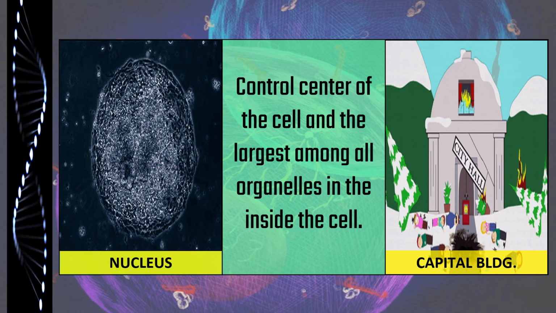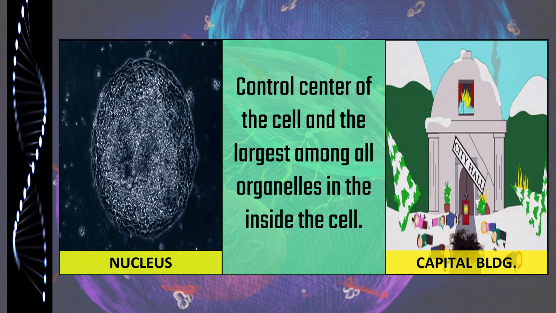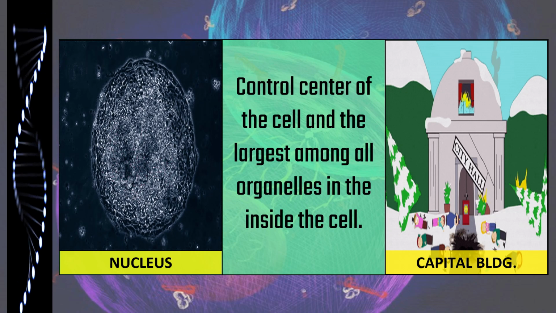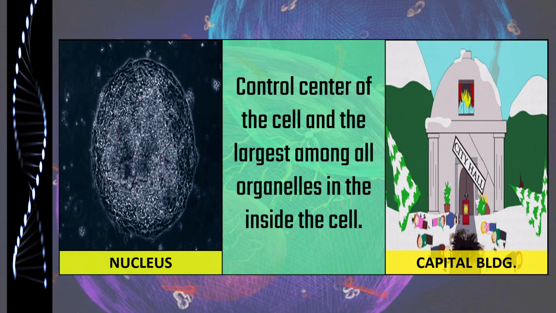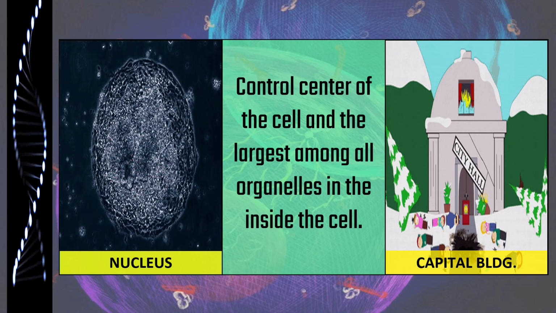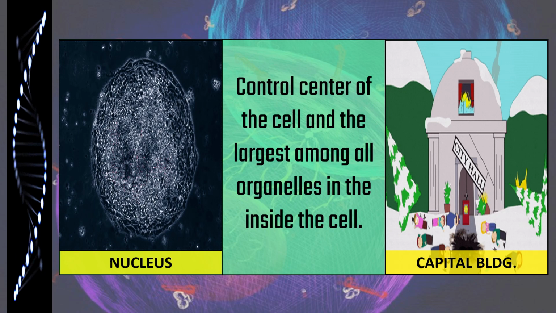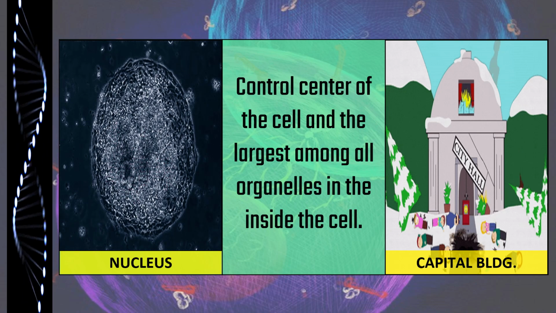It contains DNA or deoxyribonucleic acid. It determines the characteristics of the cell and directs the production of protein and cell division. Inside, there is a protoplasm called karyoplasm or nucleoplasm.